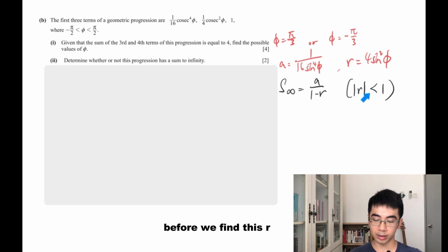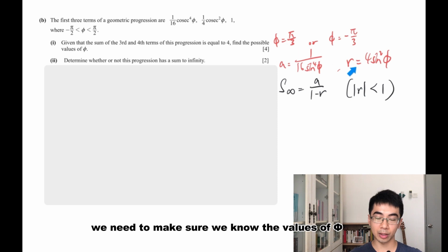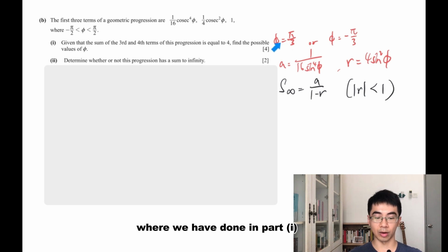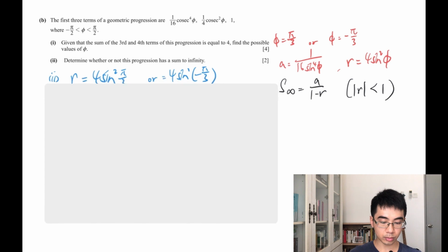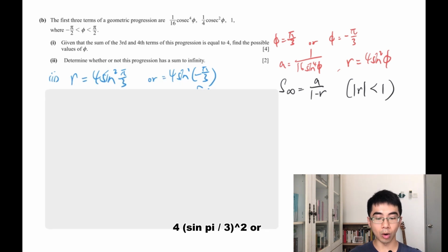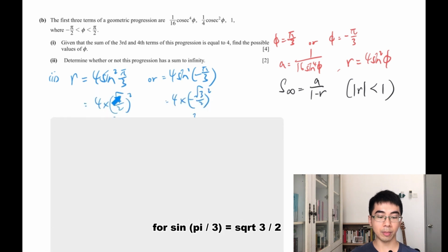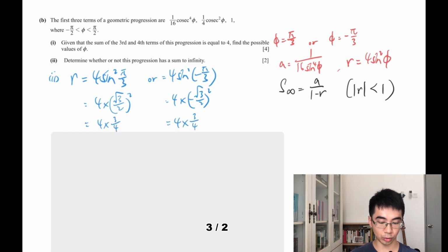Before we find this r, we need to make sure we know the values of phi, which we have done in part 1. It is pi over 3 or negative pi over 3. So we just substitute these two values. Remember, both of them should be substituted. So now we got r can be 4 sine square pi over 3 or 4 sine square negative pi over 3. For sine pi over 3, it is equal to square root of 3 over 2, and squared, you will have 3 over 4.